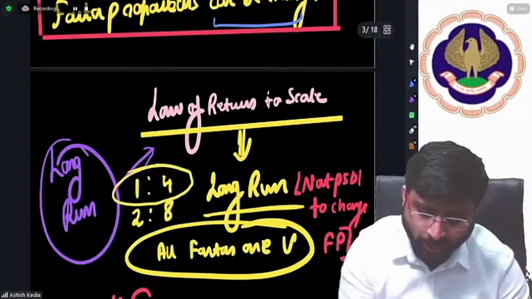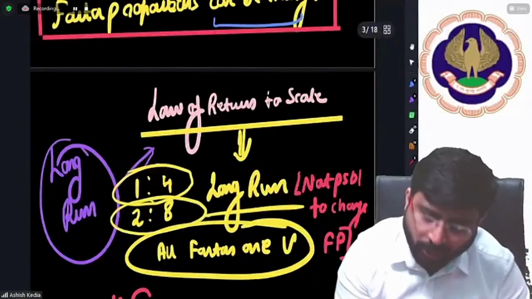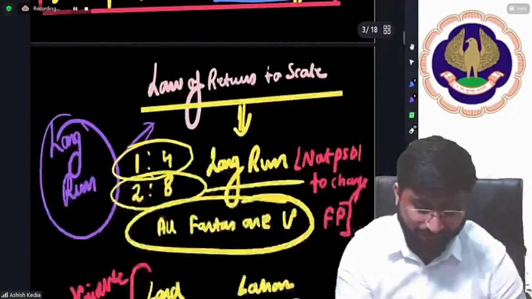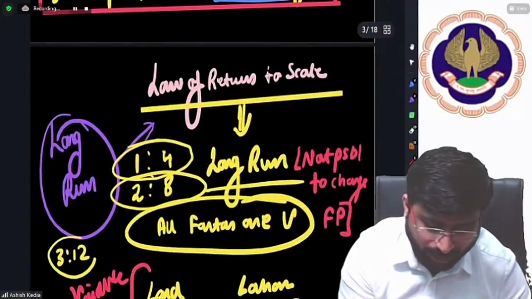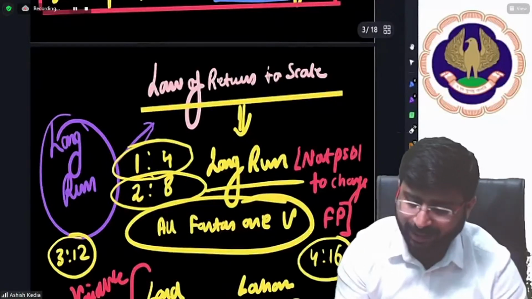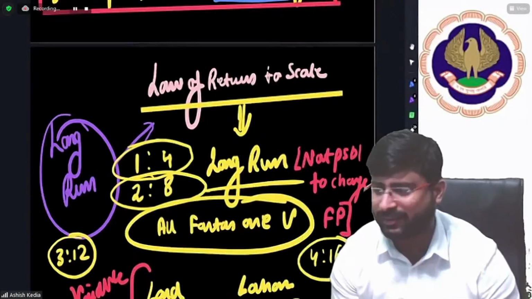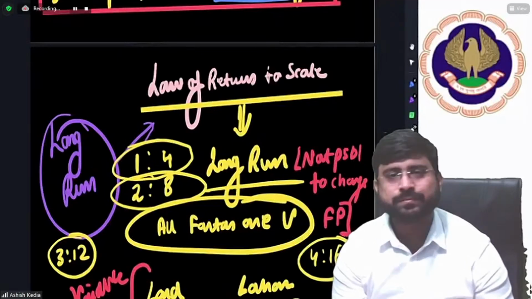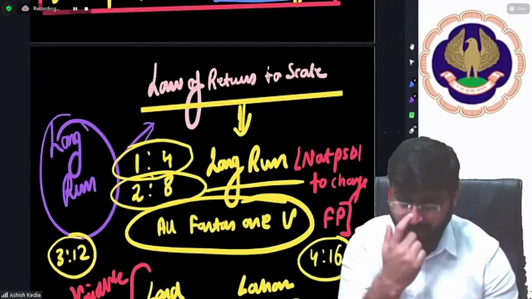You see, this is 1:4. 2:8 is also nothing but 1:4. Similarly, 3:12 is also nothing but 1:4. 4:16 is also nothing but 1:4. Yes or no, friends? Yes, sir.